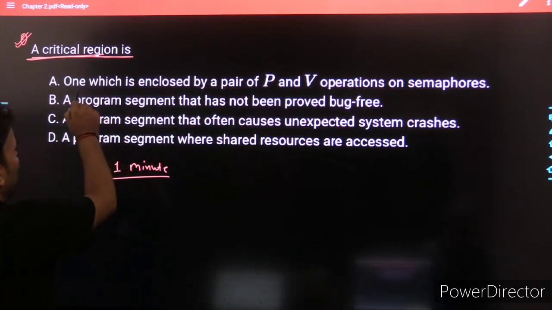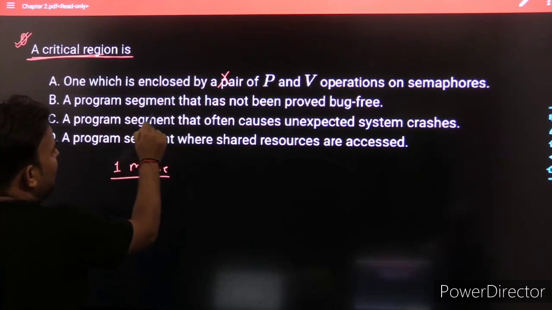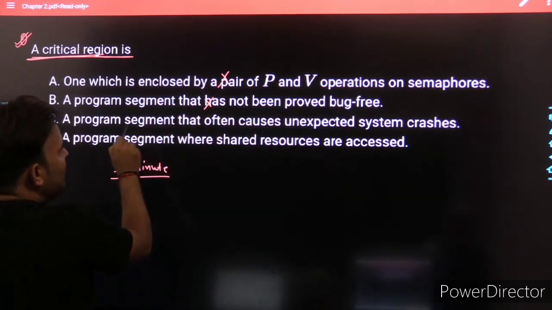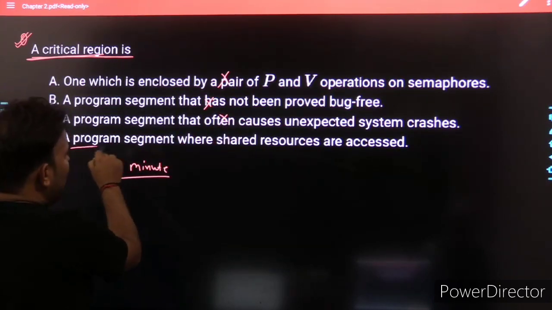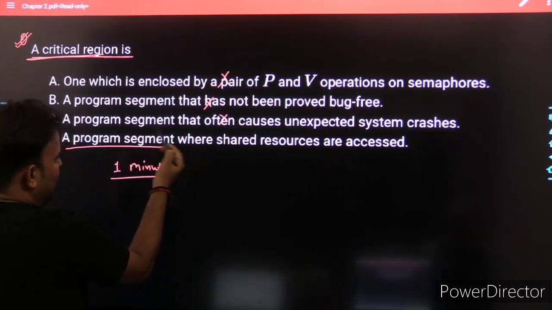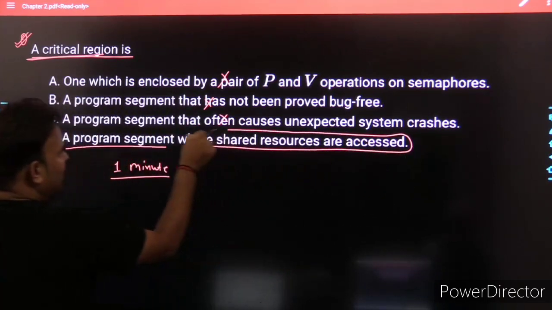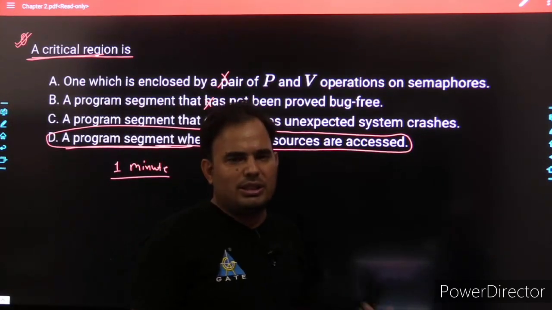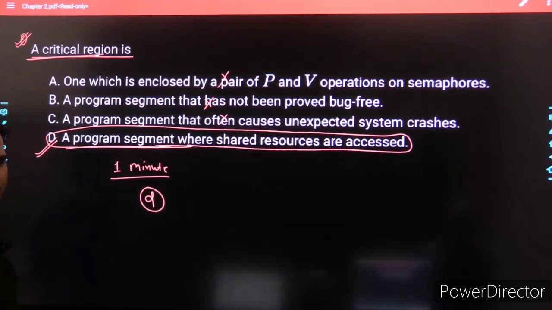One which is enclosed by a pair of P and V operations: no, blunder option. A program segment that has not been proven bug free: blunder option. A program segment that often causes unexpected system crashes: blunder option. A program segment or section where shared resources are accessed, where a process can access the shared resources during its execution: so option D is correct here. I hope you understand this question. I am going to move on to the next question.